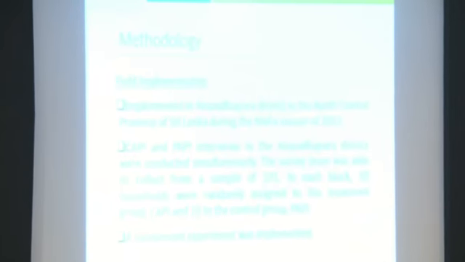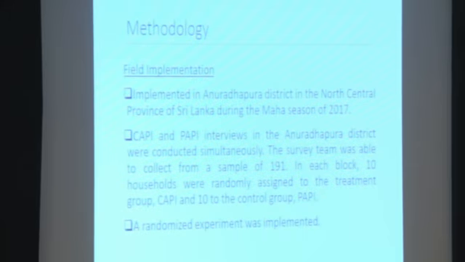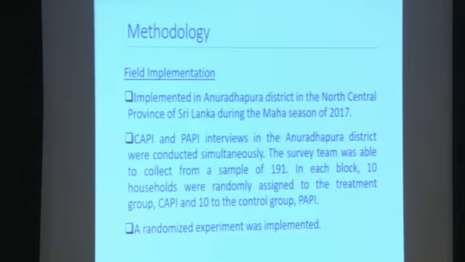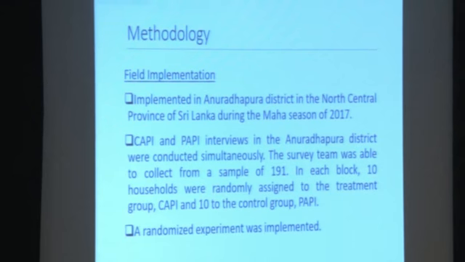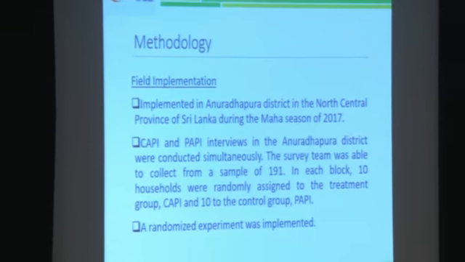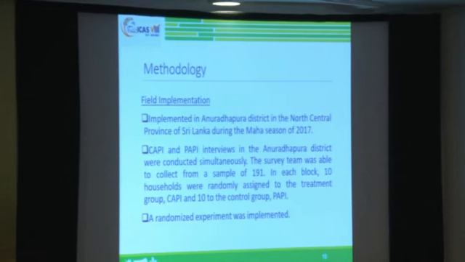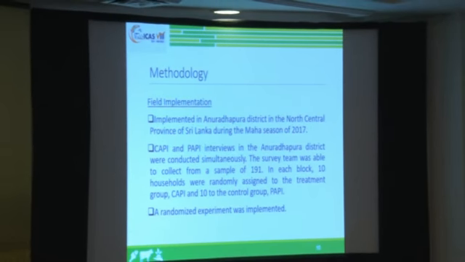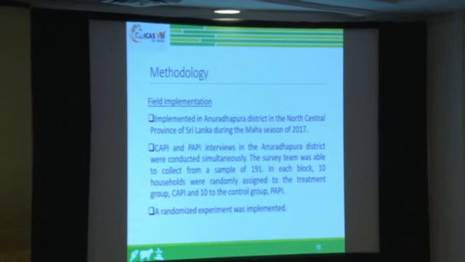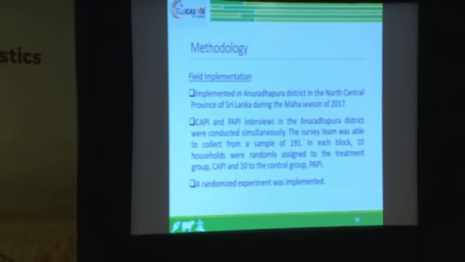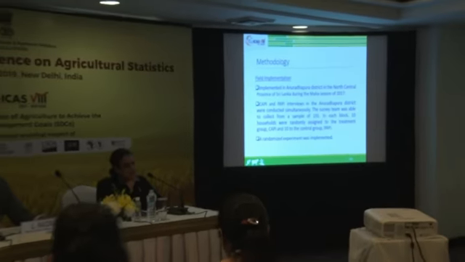Implementation was in Anuradhapura district in the North Central Province of Sri Lanka during the Maha season of 2017. Anuradhapura district is far from the capital, Colombo, and it is a remote area, and most of the people are engaged in agriculture activities. And Maha season refers to the cultivation year, which is somewhat different from the calendar year. The first season is called the Maha season, and the second season is called the Yala season.